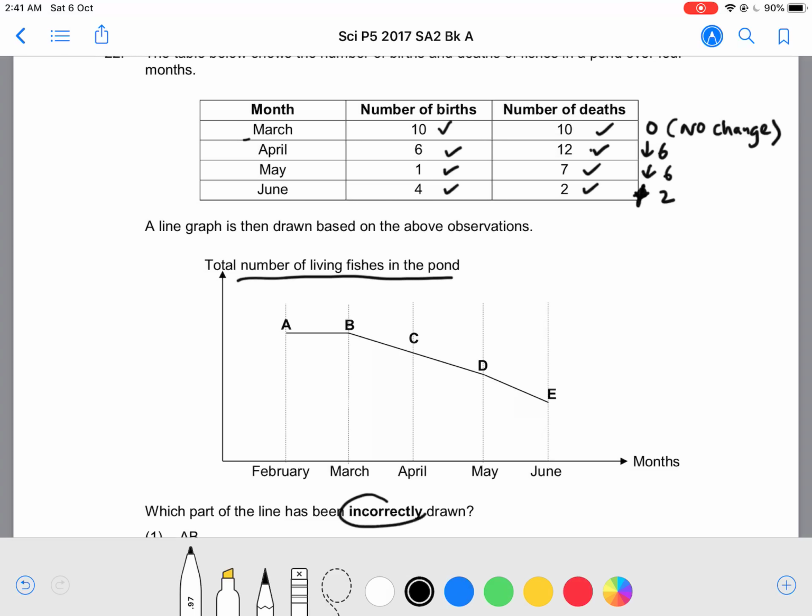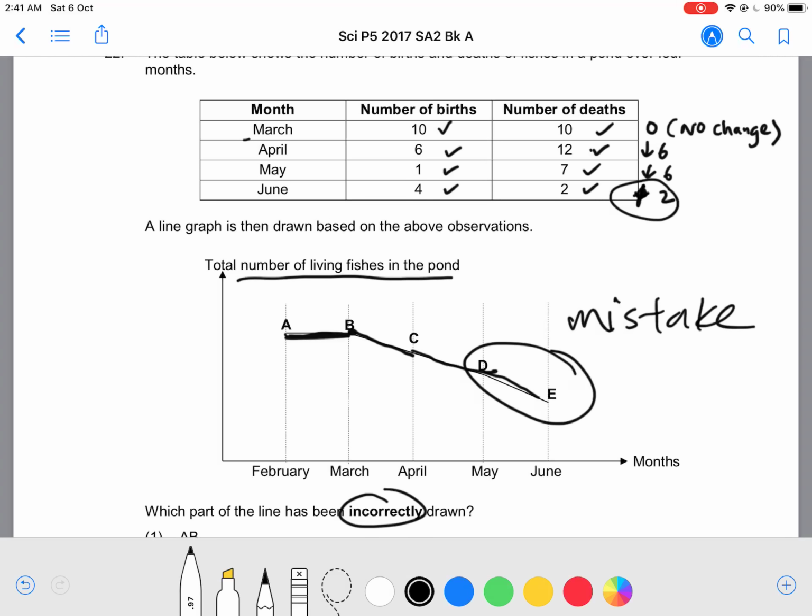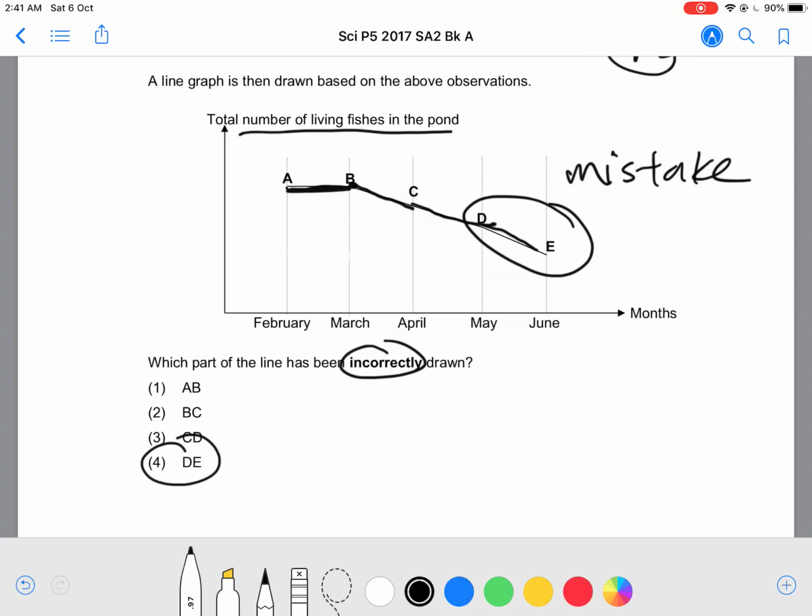So the question is, which part of the line is incorrectly drawn? Let's see. Between February to March, no change, right? So it's flat, it's correct. So B to C will be March to April, 6 fishes fewer. C to D, 6 fishes fewer. Now June is interesting. You're supposed to have an increase of 2, but this one went down still. So the mistake must be here. Alright, so it must be DE. Answer number 4.